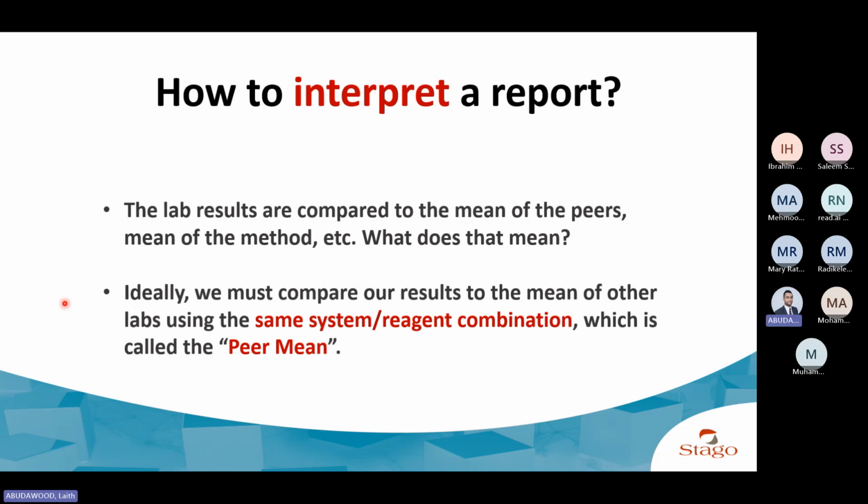An alternative will be, if I don't have peers, I can go to the mean of the method. What does that mean? I'll explain. And then there are other alternatives. We'll explain in detail. The best comparator for you is the peer because they use the same analyzer, the same reagent. As you know, if you change the analyzer, you might get different results. If you change the reagent, you might get different results. So you'll be comparing to something different. Your reports will be failing, but the failure is not your mistake. You are just comparing to the wrong lab. Okay, so the peer is the best thing to compare to. We will go into details a little more.